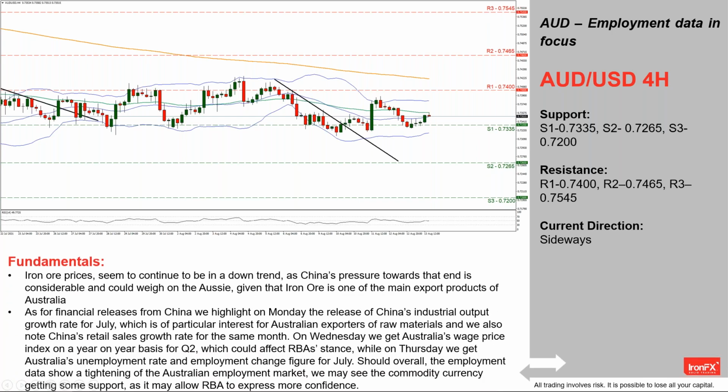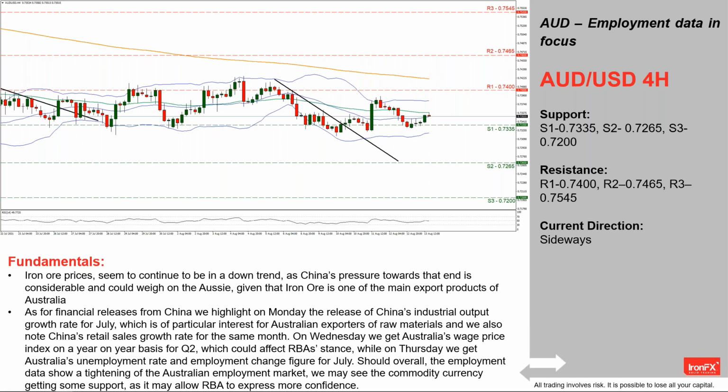Moving now to the Aussie's fundamentals. The Aussie, as we have mentioned, is also about to end the week at the same levels against the USD as it began. Aussie fundamentals, though, seem to weigh, given that the pandemic back home has forced Australians to live under lockdown rules. At the same time, iron ore prices seem to continue to be in a downtrend as China's pressure towards that end is considerable and could weigh on the Aussie, given that iron ore is one of the main export products of Australia.